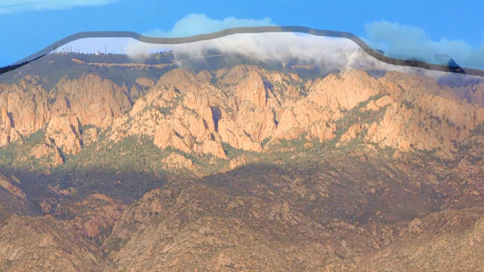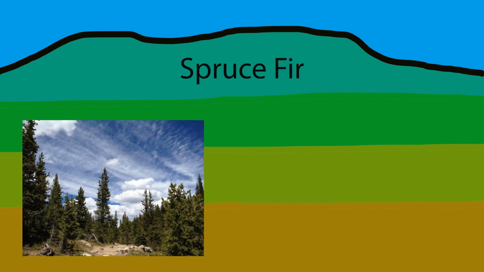So here are the Sandia Mountains. And remember, we have 4 life zones here in the Sandia Mountains. So let's take a look at this top life zone here. Does anyone remember what this top life zone is called? Think about it. Do you remember? It's called the spruce fir life zone because spruce trees and fir trees and lots of other things are in this life zone.